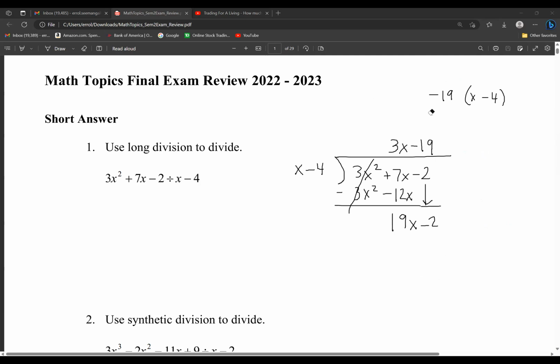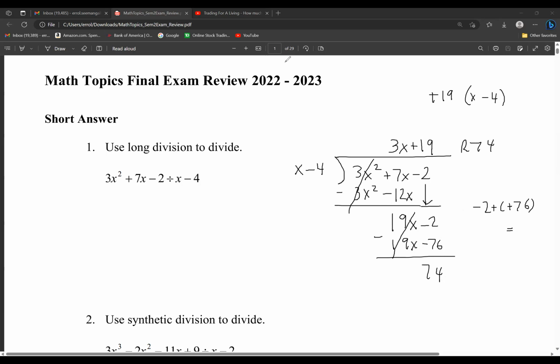Okay, so we want to multiply by the 19. All right, so let's multiply by the positive 19. So this will be positive. So that's 19x, and then minus, 19 times 4 you said was what? 76? Okay, so we're going to subtract those two. Those two will cancel. Now, what's minus 2 minus 76? That's 74. R 74.